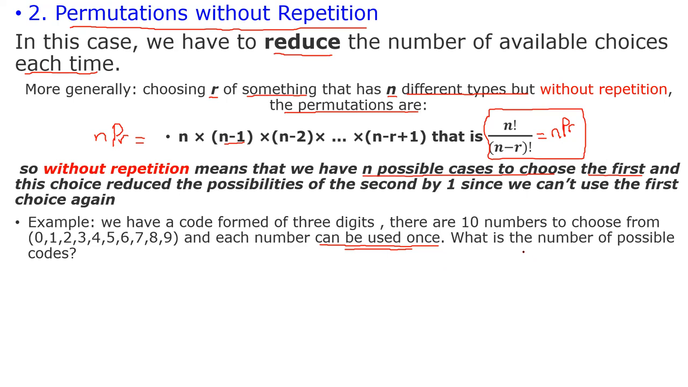720. How do we get 720? We can do it in two ways. Either we make three boxes. How many possibilities to choose the first one? 10. To choose the second is 9, to choose the third is 8. So 10 times 9 times 8 equals 720.